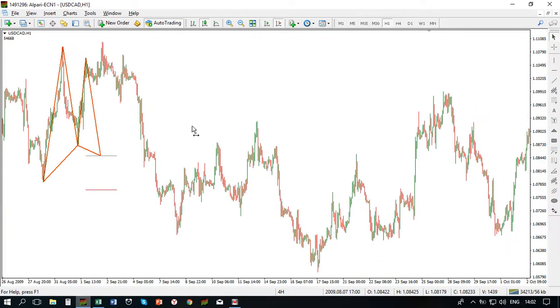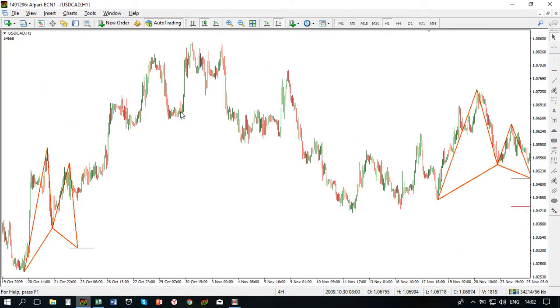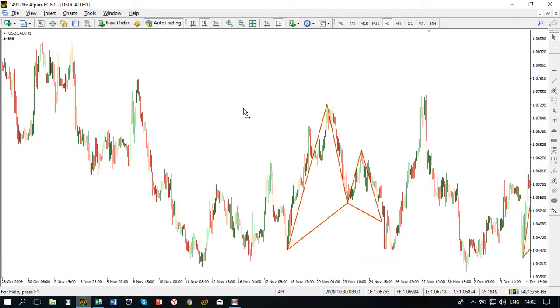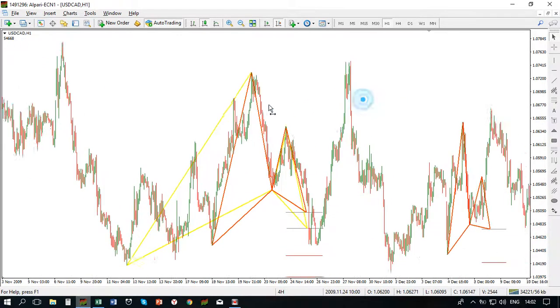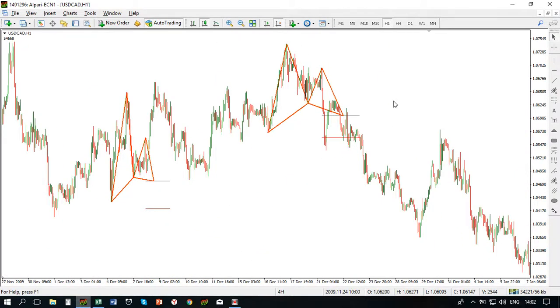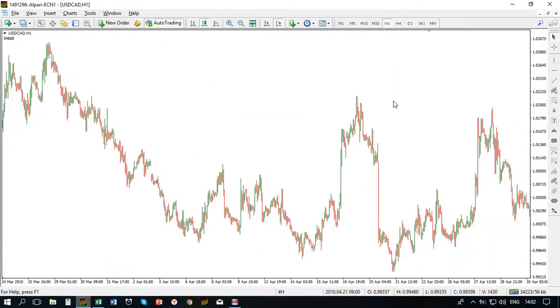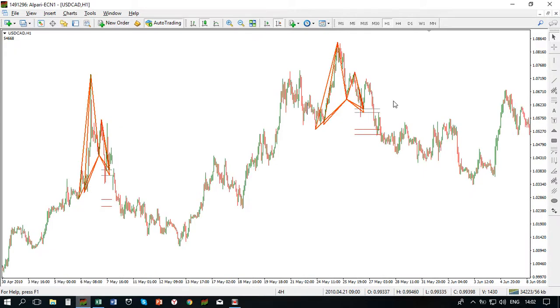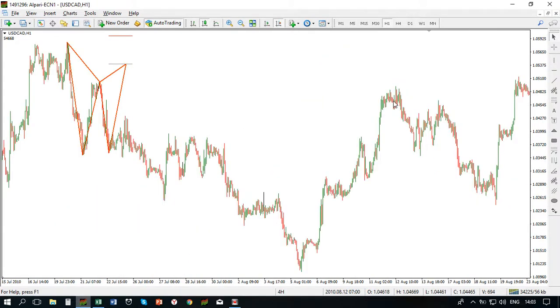This not good, not good. Nothing. What is this pattern? What if I draw it this way, starting from here and here? It turns into a bat. This not good, not good. Need to be bearish. Nothing.